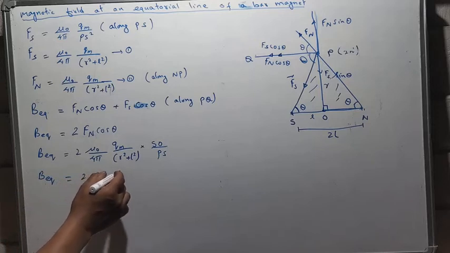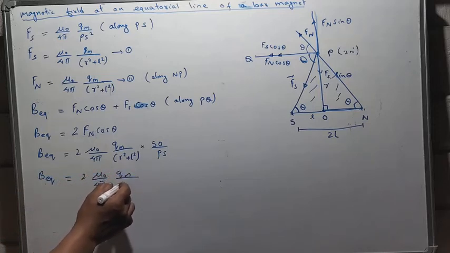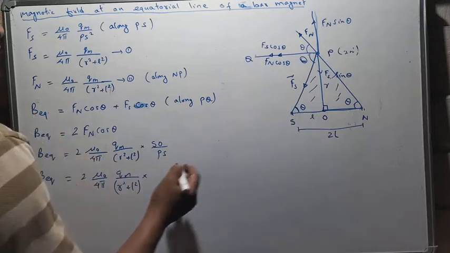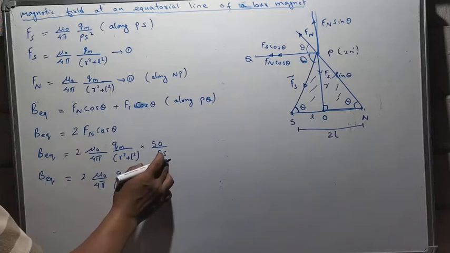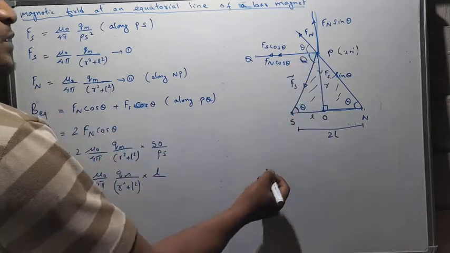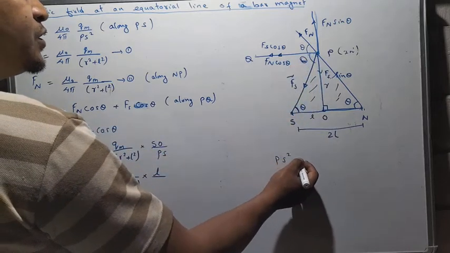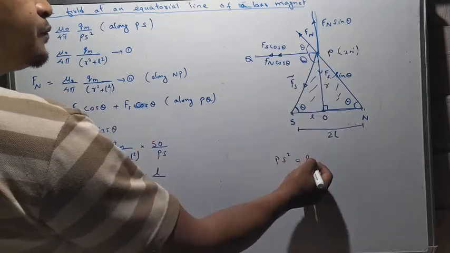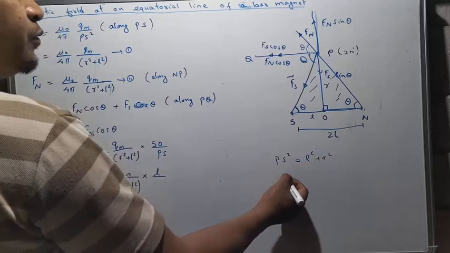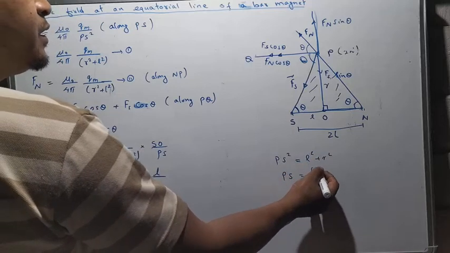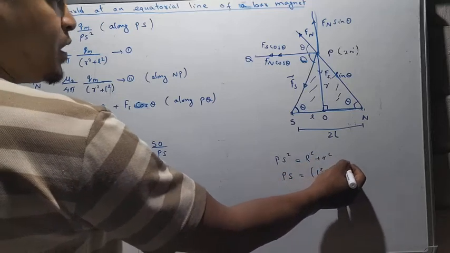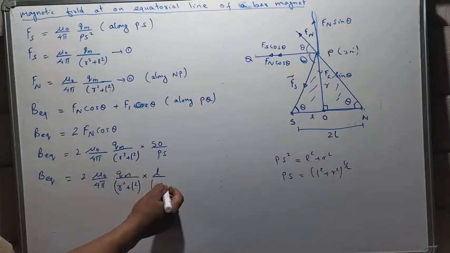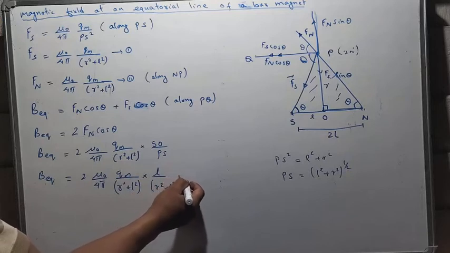B equatorial now is equals to 2 mu naught upon 4 pi Qm upon r square plus L square times, how much is SO? Your SO is small m. And how much is PS? Because we know PS square is equals to L square plus R square. So when you say just PS, it means L square plus R square to the power half. So instead of PS, I'll write R square plus L square to the power half.